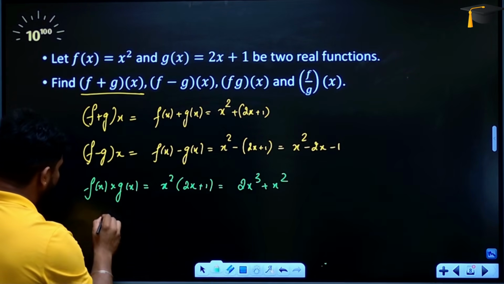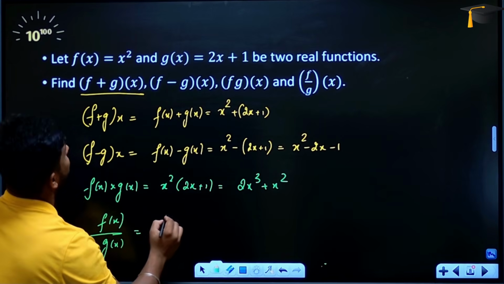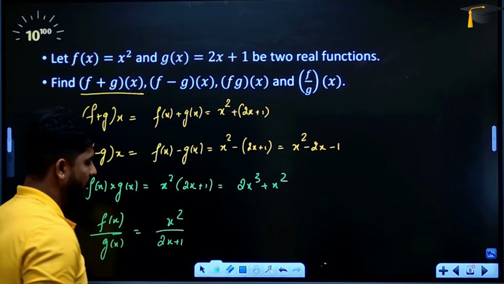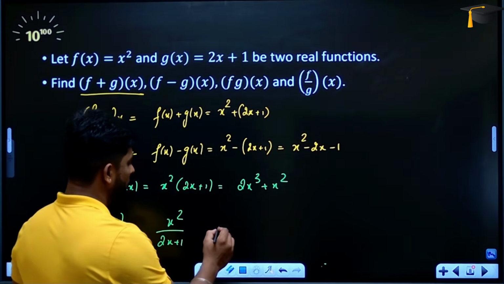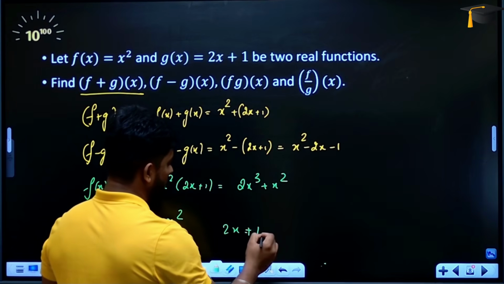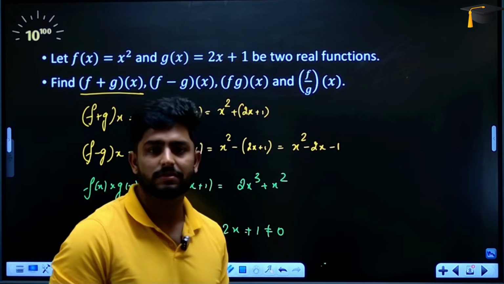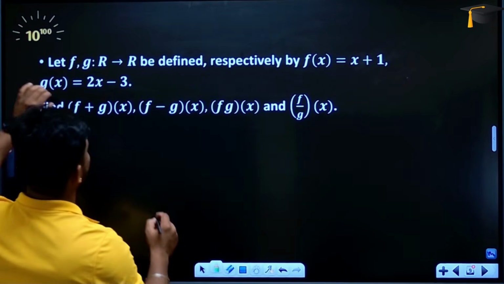And the last one, f of x by g of x. So f of x is what? It is x square divided by 2x plus 1, where x should not be equal to 1 by 2 or minus 1 by 2. If you put up something, you should write it. So 2x plus 1 is not equal to 0, something you should write. If you do this much, you'll get 3 marks. So remember this. Let's do the same for this one.